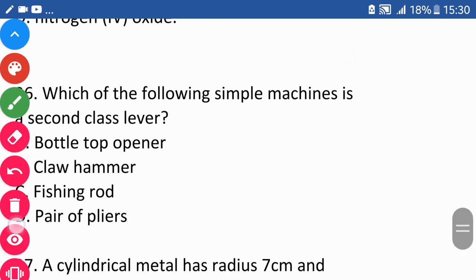Which of the following simple machines is a second class lever? Second class lever is a bottle opener because you have the load in the middle, in between the effort and the pivot.